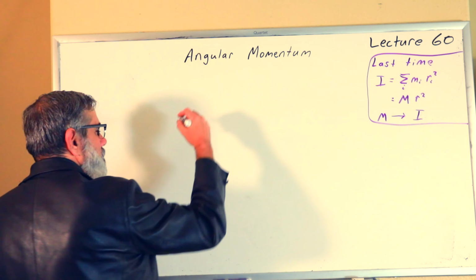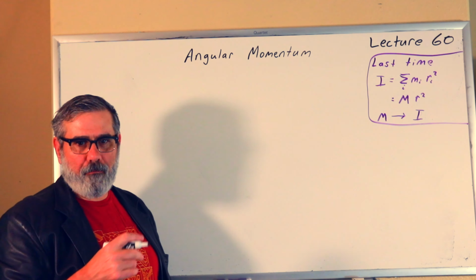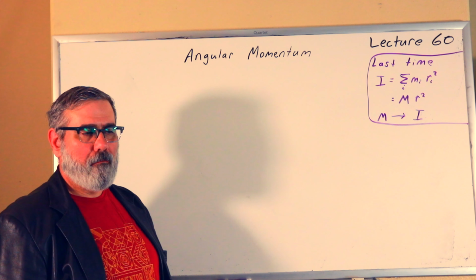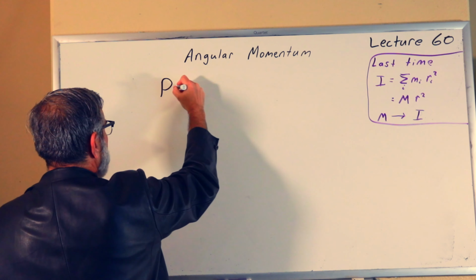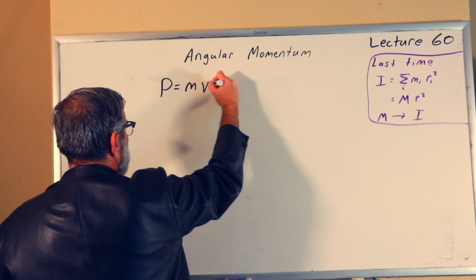So, who remembers the definition of momentum? Mass times velocity. Mass times velocity, correct. P is equal to m times v. I actually wanted to write slightly more like this. P equals m times v.